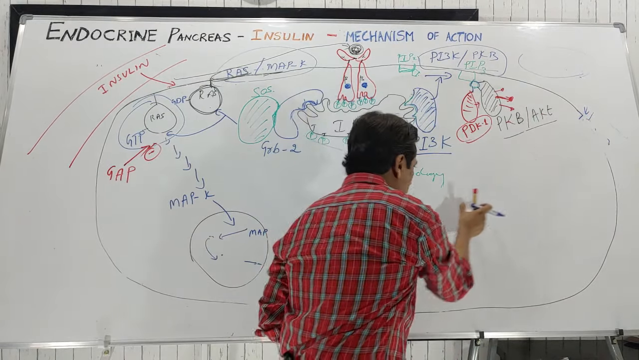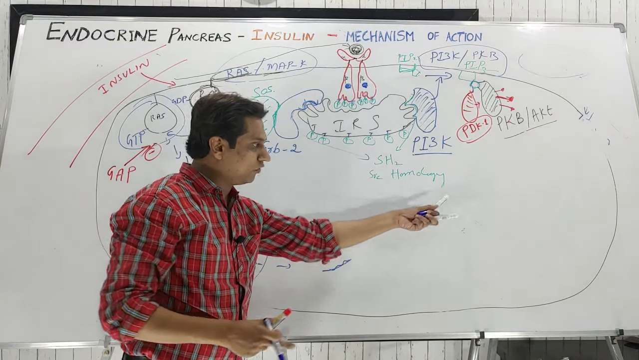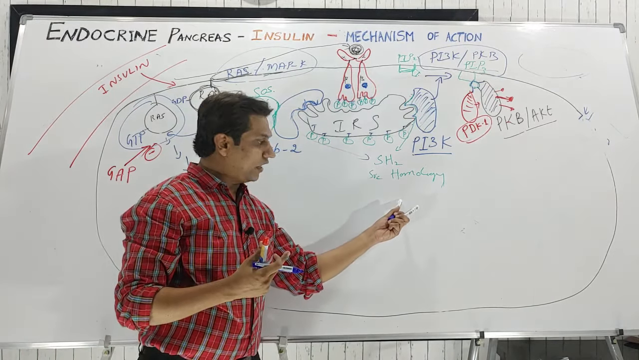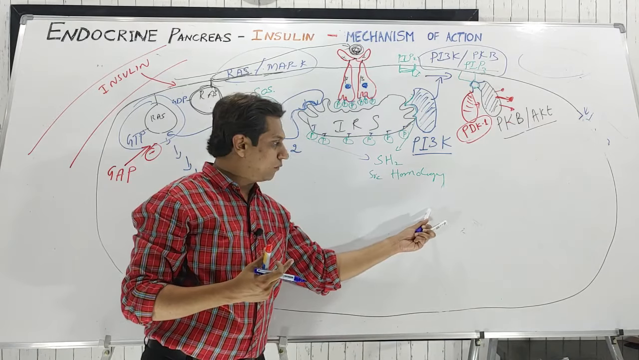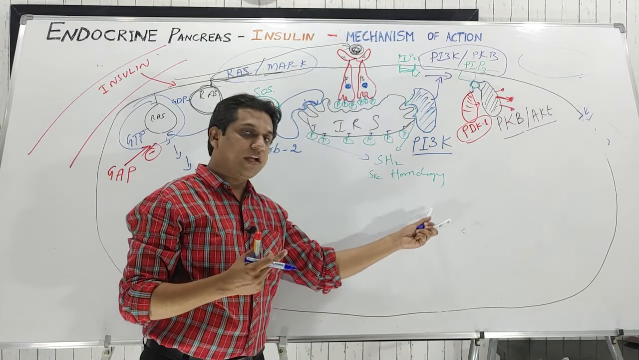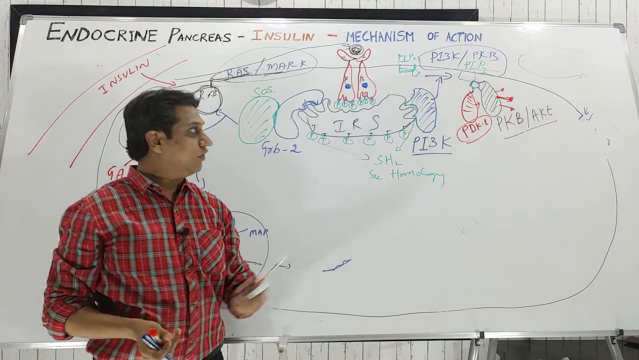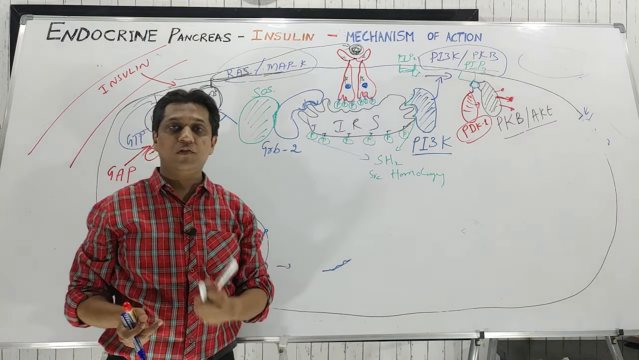Then from minutes to hours in the cytoplasm, for glycogen synthesis and the glycolysis process to take place, and finally this pathway will take hours to days. Okay, so this is the mechanism of action of insulin.